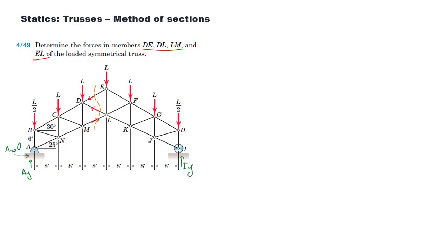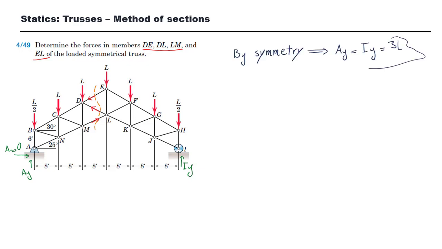So after calculating the magnitude of these forces, we can determine EL as well by the method of joints. So it's not possible to determine this member by the method of sections. As always, let's start off with calculating the support reactions here. AX is equal to 0 since we don't have any horizontal external force, and by symmetry we know that AY and IY are the same and equal to 3L.